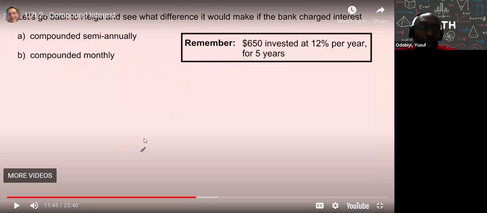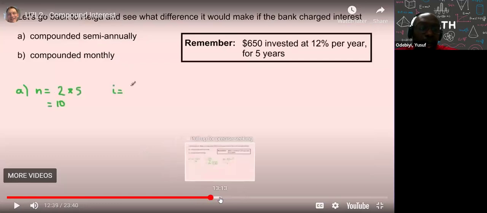Do the comparison, right? So I want to fast forward this, you can see the comparison. And like I said, the more frequent the compounding period per year, the more you'll pay in interest. Okay, so this is monthly, this is semi-annually. So semi-annually will probably charge you less than monthly. So let's look at it.